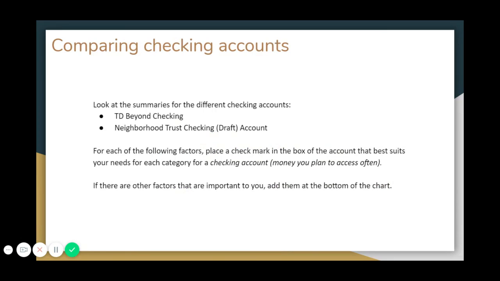Look at what they offer, and then for each of the factors, place a check mark in the box of the account that best suits your needs for the category. And keep in mind, we're thinking of a checking account here. This is money that you plan to access often. If there are other factors that are important to you, add them at the bottom of the chart. Pause this video to take as much time as you need to read through the account summaries and fill out the chart. Press play when you're ready to keep moving with the lesson.